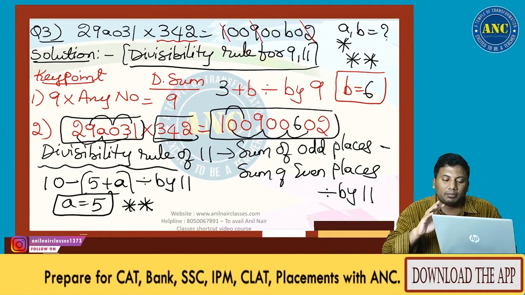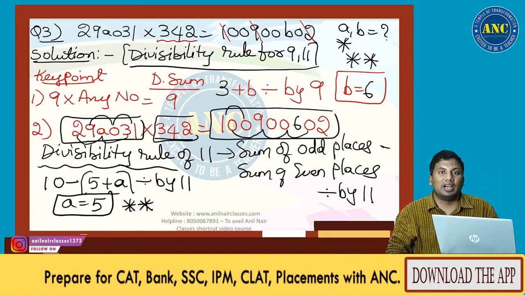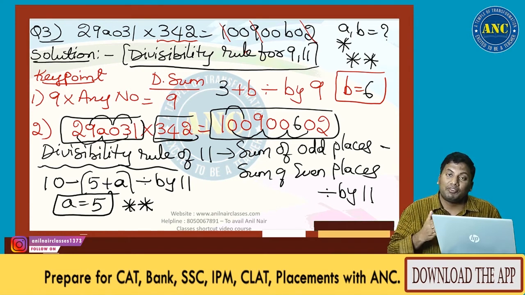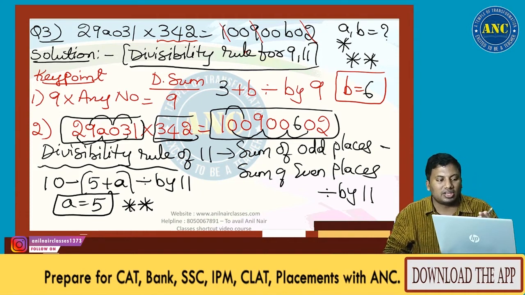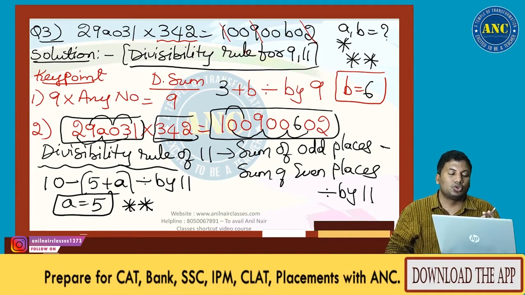100900602. That number seems to be divisible by 11 just by looking at the face value of the question, right? Once it is divisible by 11, 342 is not divisible by 11, so 29A031 is divisible by 11. Divisibility rule of 11 is sum of the odd places minus sum of the even places should be divisible by 11. I hope it is clear.